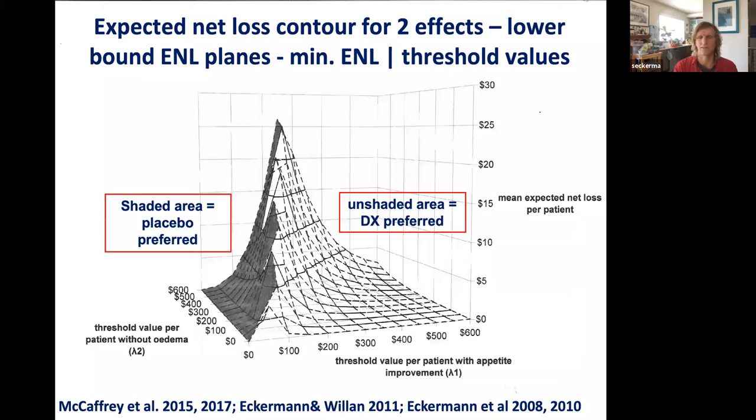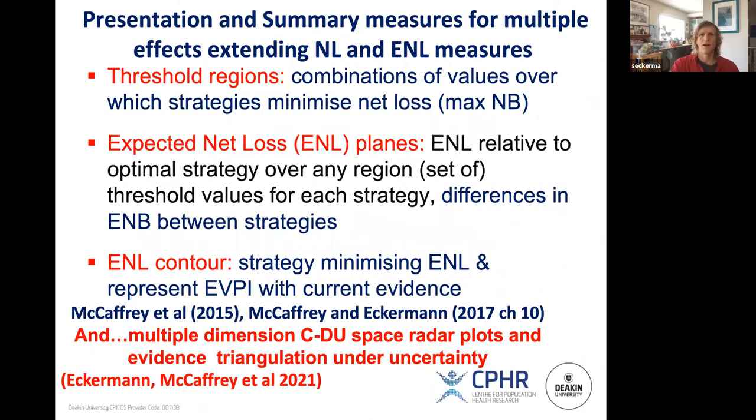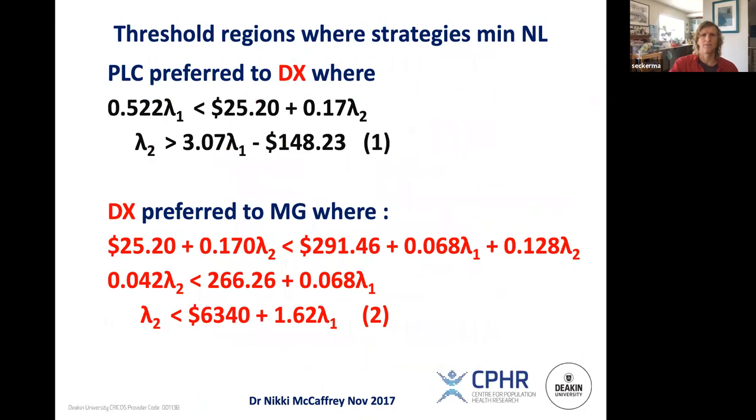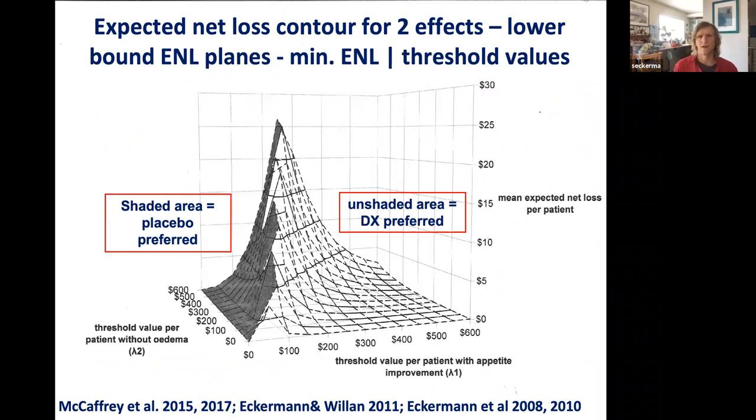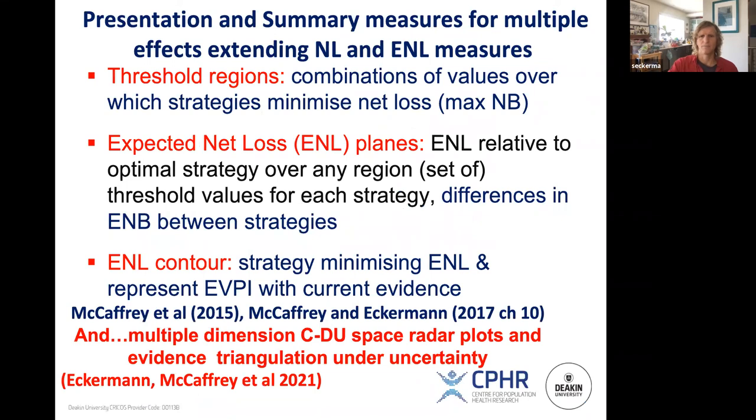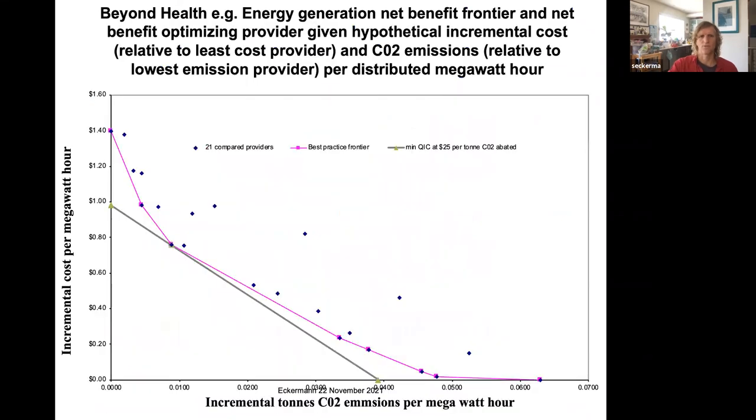as diagrams like this, which are slightly funkier diagrams, and we've got two effects here. This is much harder to do with more than two effects. Obviously, we can only look at three dimensions, but we can certainly go to the radar plots when we get more than three dimensions. And here's what we call those things when we get to multiple dimensions. So we've got threshold regions, combinations of values over which the strategies maximize net benefit or equivalently minimize net loss there. And we get these expected net loss contours and expected net loss space here rather than when we've got multiple dimensions.